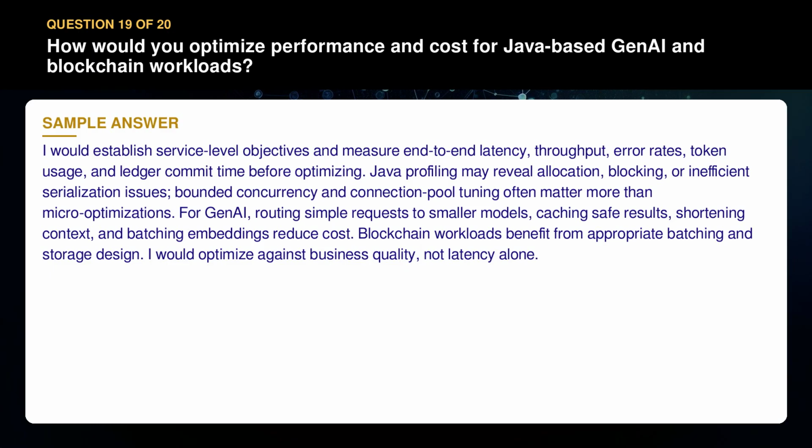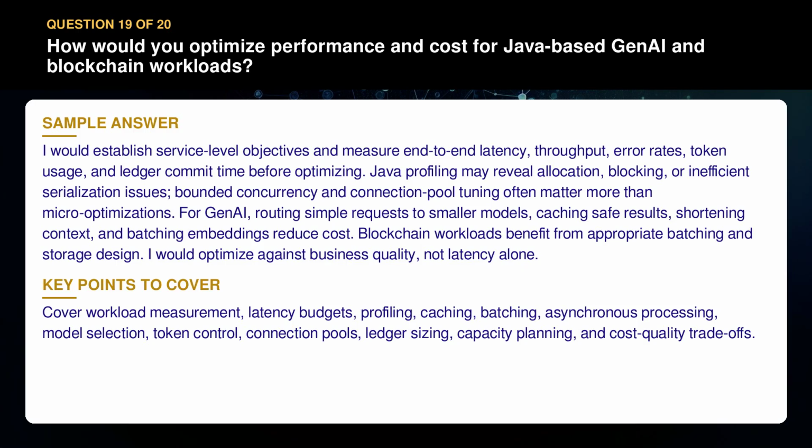For GenAI, routing simple requests to smaller models, caching safe results, shortening context, and batching embeddings reduce cost. Blockchain workloads benefit from appropriate batching and storage design. I would optimize against business quality, not latency alone. Cover workload measurement, latency budgets, profiling, caching, batching, asynchronous processing, model selection, token control, connection pools, ledger sizing, capacity planning, and cost-quality trade-offs.